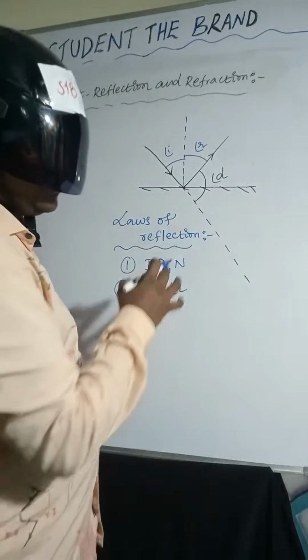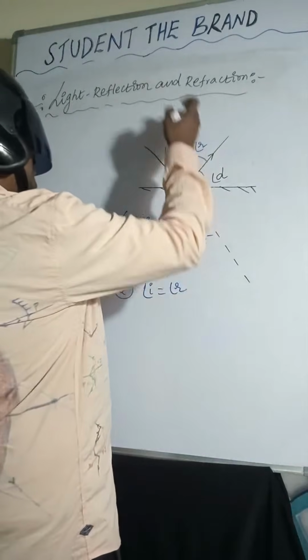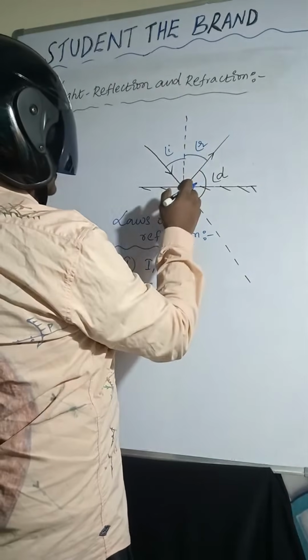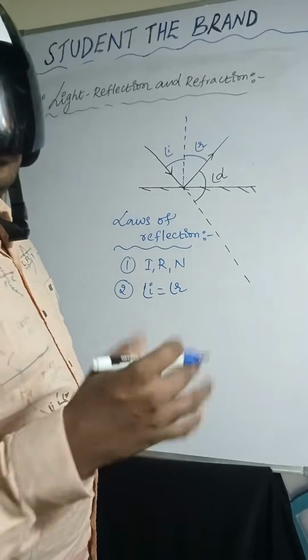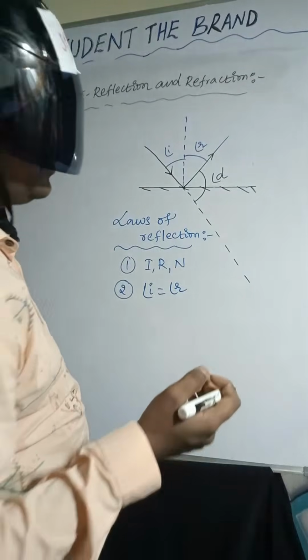Once again, the laws of reflection. The incident ray, reflected ray and normal line lie in the same plane. The angle of incidence is equal to the angle of reflection.